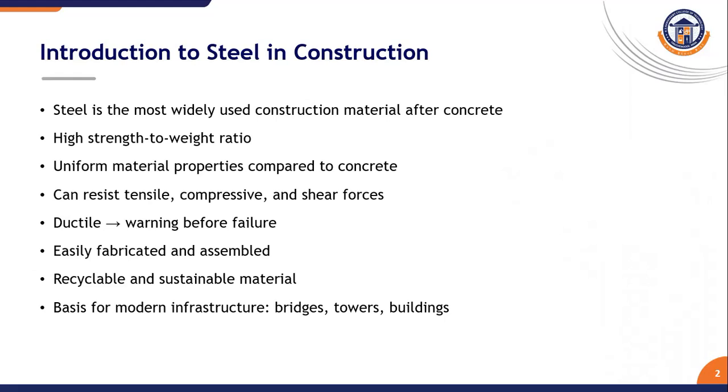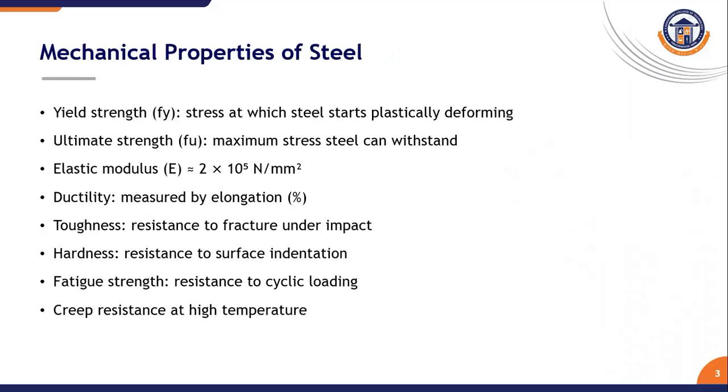Steel can resist tensile, compressive and shear forces. Another important advantage is ductility. Before failure, steel undergoes a large deformation, giving sufficient warning. Steel structures can be easily fabricated, transported, assembled, disassembled and reused. Because steel is recyclable, it is also considered a sustainable construction material and forms the backbone of modern infrastructure such as bridges, towers and industrial buildings.